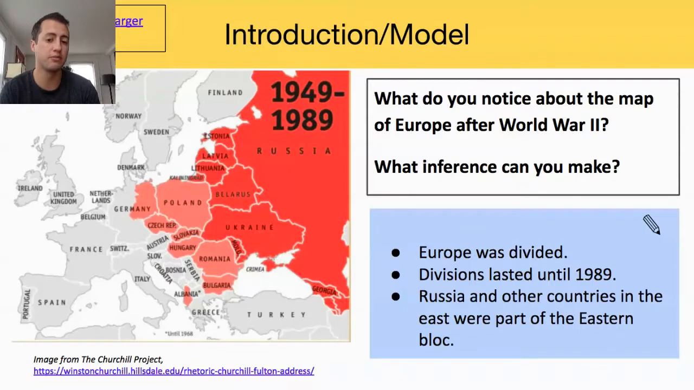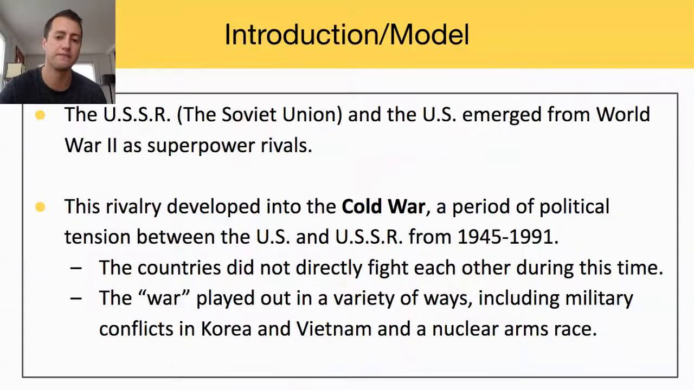Some inferences that they might be able to make are that the continent of Europe was divided between the West and the East. They might be able to infer that these countries in gray were allied with each other. They might be able to infer, if they know more, that the countries in red were communist or that they were the Cold War opponents of the United States. So those are some inferences that they can make.